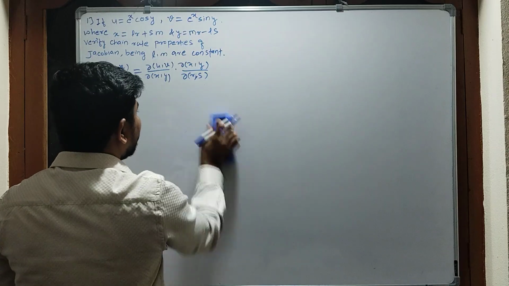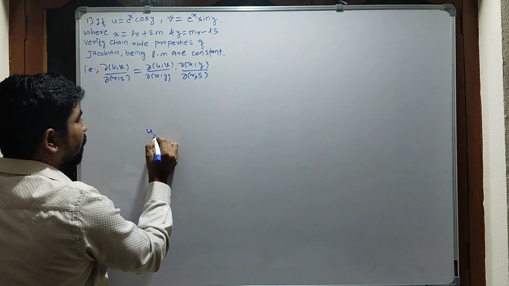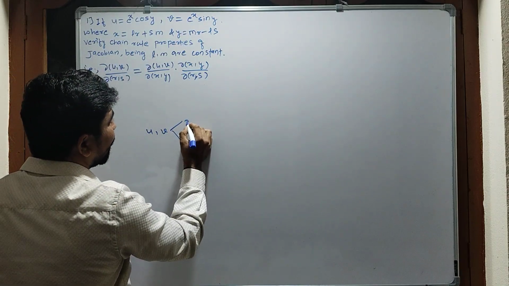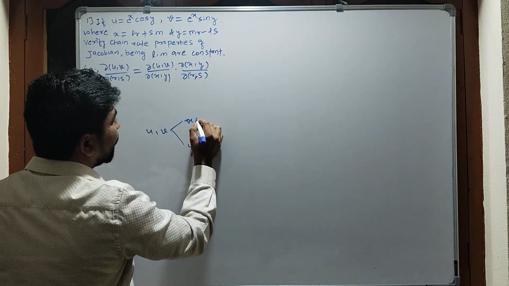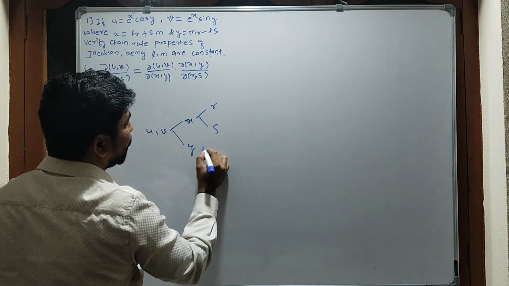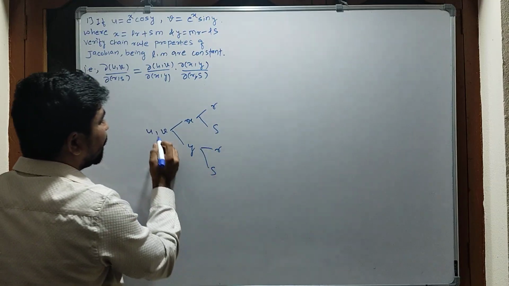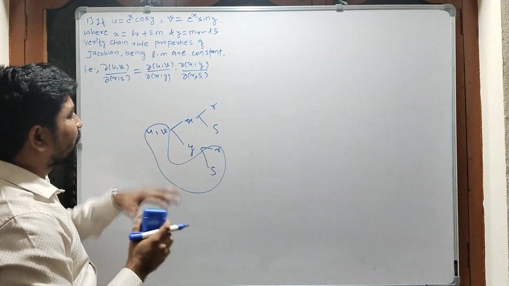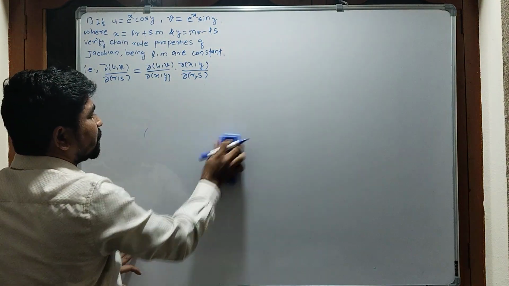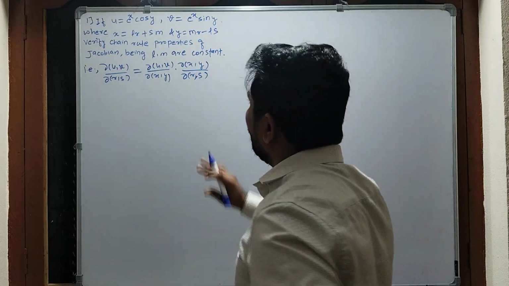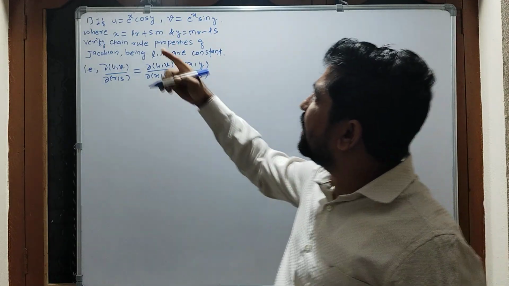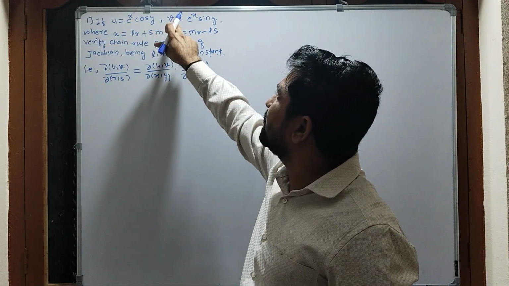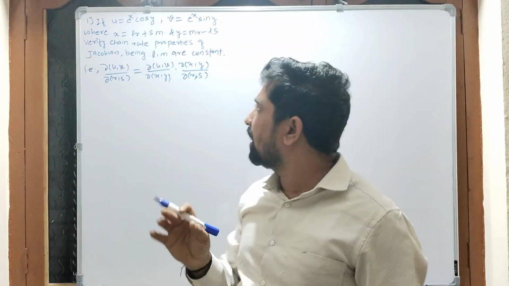So again I will explain. Here u, v are functions of x, y, and x, y are functions of r, s. So u, v are functions of r, s in the same way, through x and y. So how to prove it is the following. In the starting, u is a function of x, y and v is a function of x, y, which is clearly given.